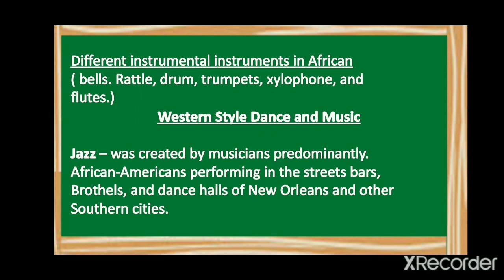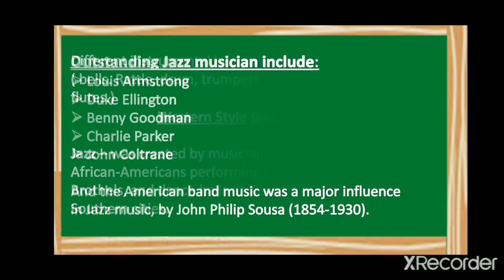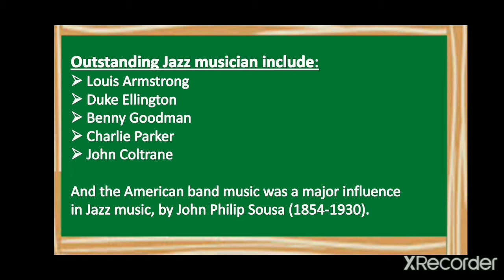Since its beginning, jazz has developed a rich variety of substyles, such as New Orleans or Dixieland, swing, bebop, cool, free jazz, and jazz rock. Outstanding jazz musicians include Louis Armstrong, Duke Ellington, Benny Goodman, Charlie Parker, and John Coltrane. American band music was a major influence on jazz, and by John Philip Sousa, 1854 to 1932.